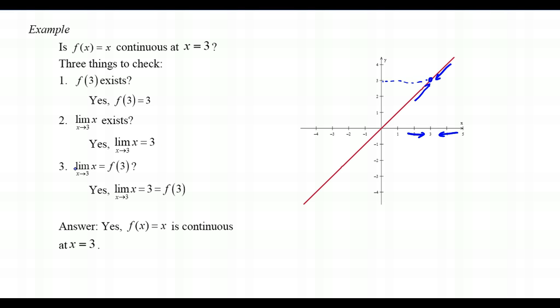So then part 3, does the limit as x approaches 3 of x equal f of 3? In other words, do part 1 and part 2 equal the same number? And you'll notice that they do. So 1 and 2 are the same value. The function value equals the limit value, and they're both 3. So I've satisfied all 3 parts of the definition. So yes, f of x equals x is continuous at the point x equals 3.